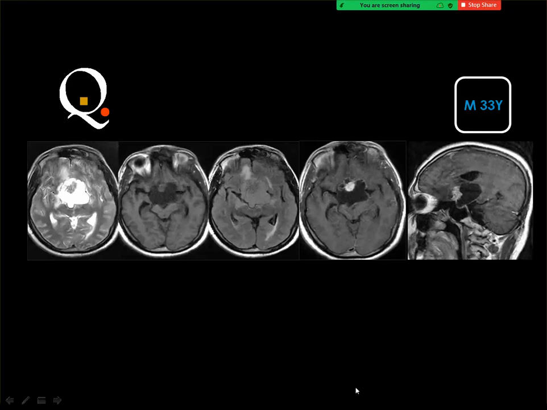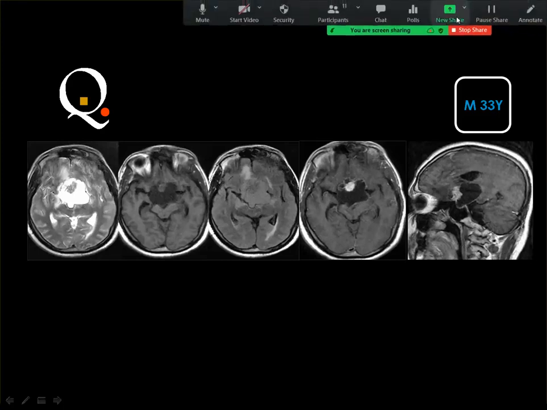And this is the first case, showing an MRI of the brain: T2 and T1 FLAIR, T1 post contrast, the sagittal T1 post contrast.